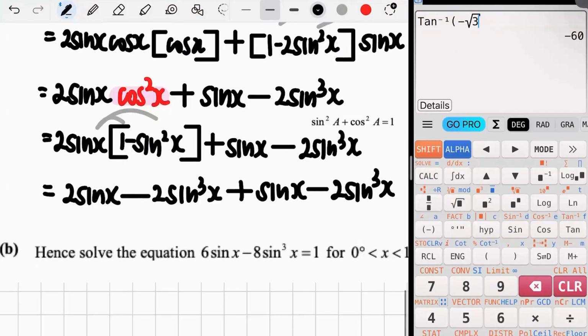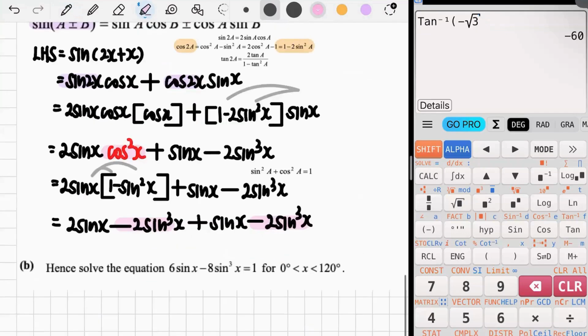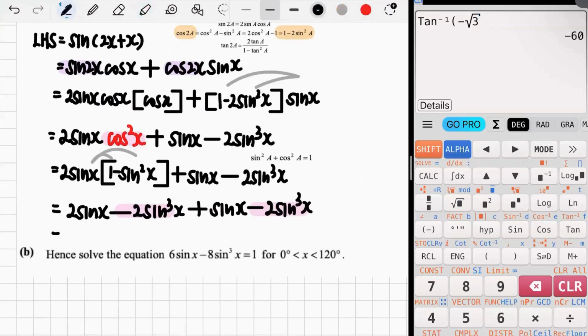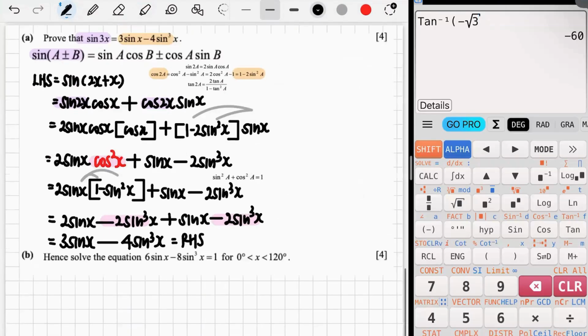So now we can combine already. See, minus 2 and minus 2 gives me minus 4. Then 2 plus 1. So this one here is 3 sine x minus 4 sine cube x, which equals the right hand side. Wow, just nice, almost no space. So shown already, not too scary. 4 marks, I think not bad, no? Because 1 mark to open up your addition, then 1 mark to open up your double angle, 1 mark to change the cosine square to sine square, and the last mark is just to show it from here.